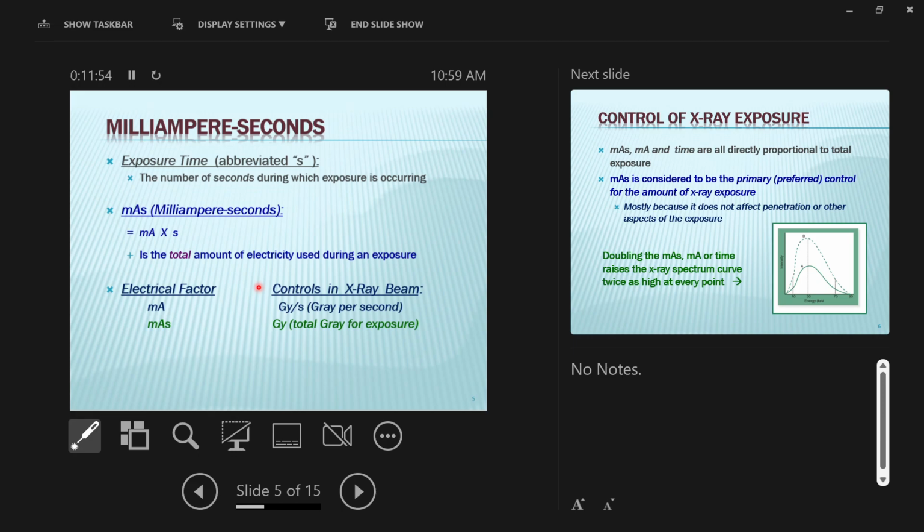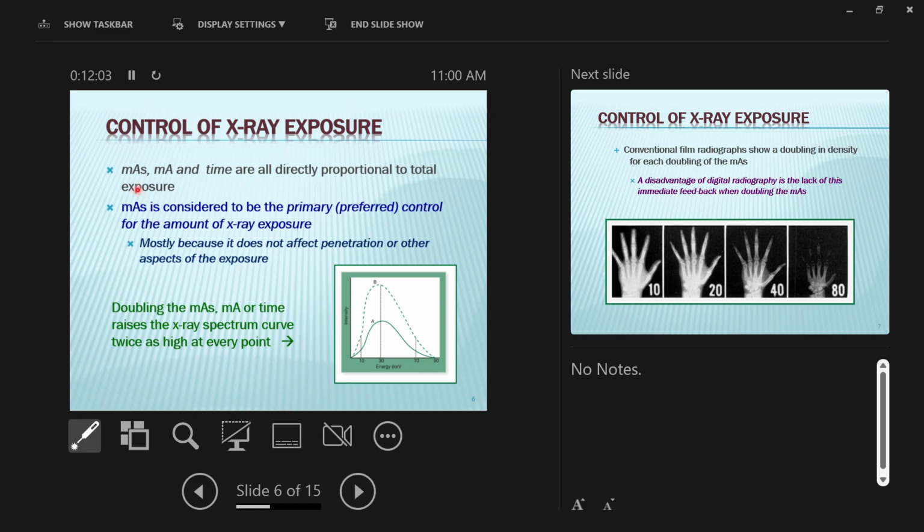Notice none of this has anything to say about beam energy, the energy of the beam, the penetrating power. It's just saying how many X-rays there are. That's mAs. mAs, mA, and time are directly proportional to exposure.